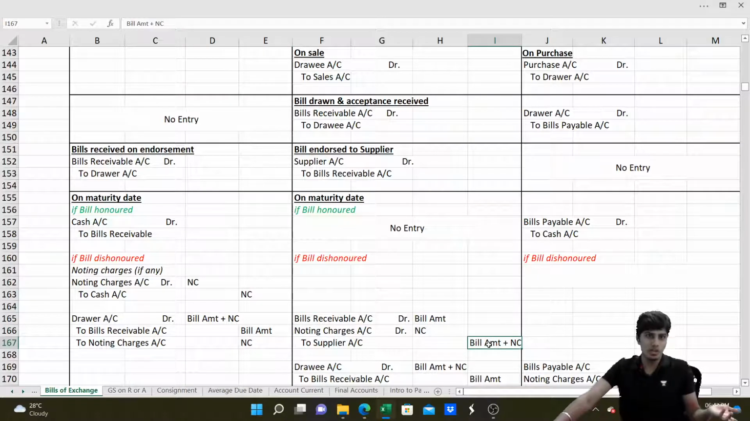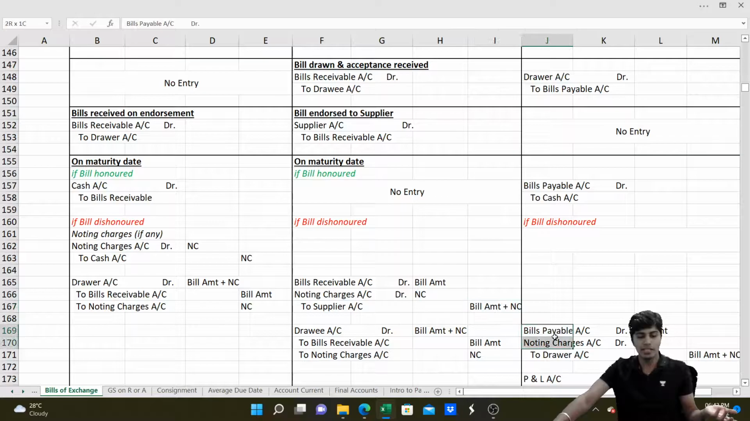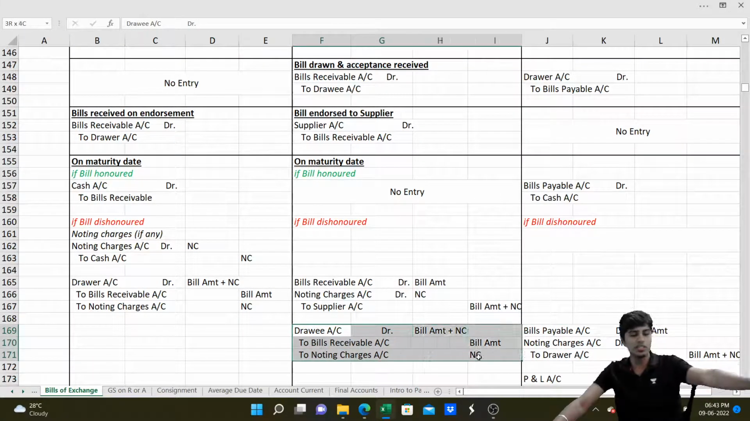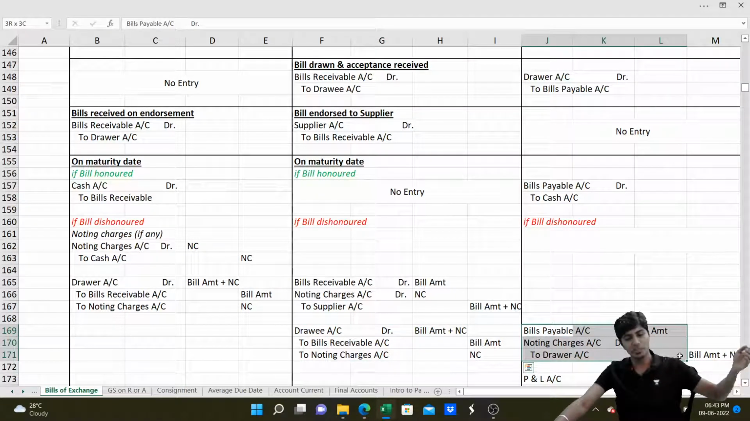I am not going to keep it with me. I am going to give it back to my customer. Bills payable account debit, noting charges. Drawee account debit to bills receivable to noting charges. He should pay me bill amount plus noting charges, for which he will write a reciprocal entry.